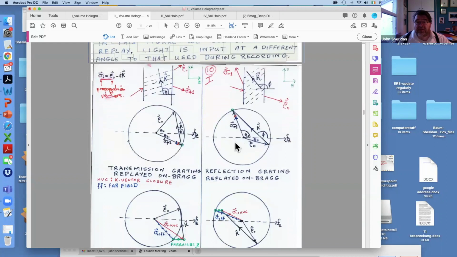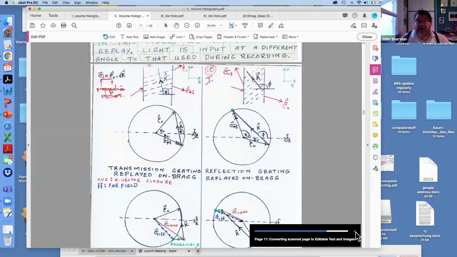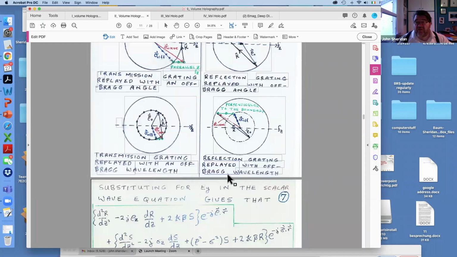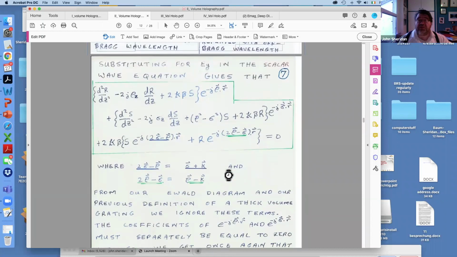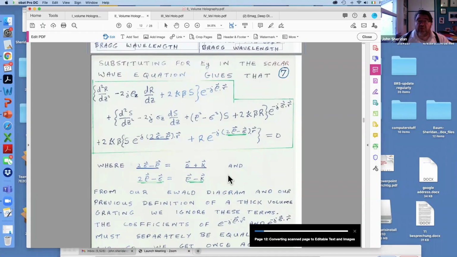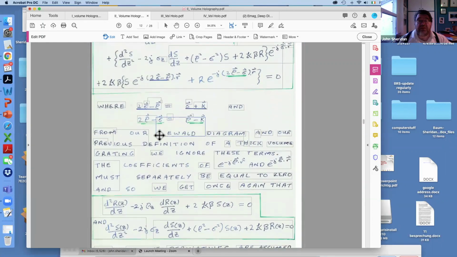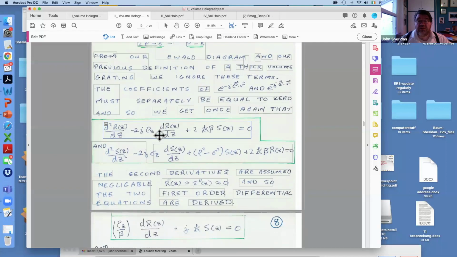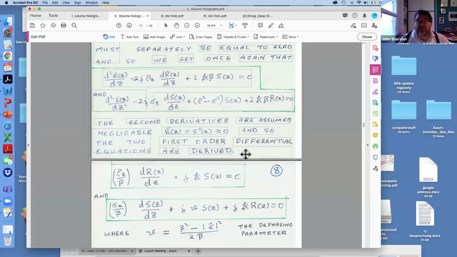And again, I've shown you this diagram before. What do we have? We have our various on Bragg slanted transmission and reflection, and our off Bragg with angle, and our off Bragg with wavelength. Substituting for Ey again into our scalar wave equation, we get the second order formula. Again, both of them are multiplied by these terms, and therefore both of these places inside the curly brackets have to be equal to 0. We're going to neglect the higher orders and keep the low orders, and so we end up with these two separate second order differential equations equal to 0.